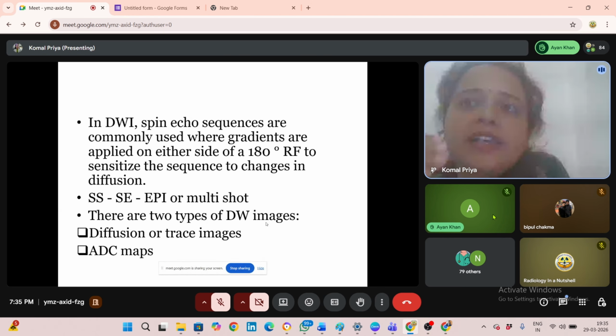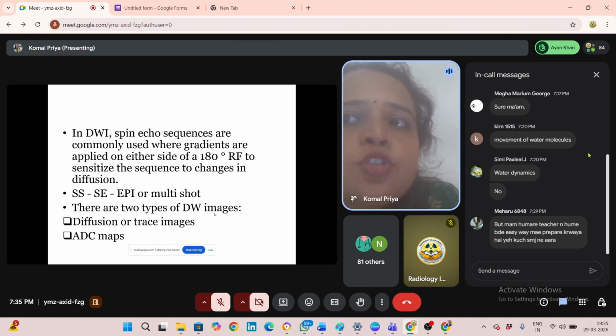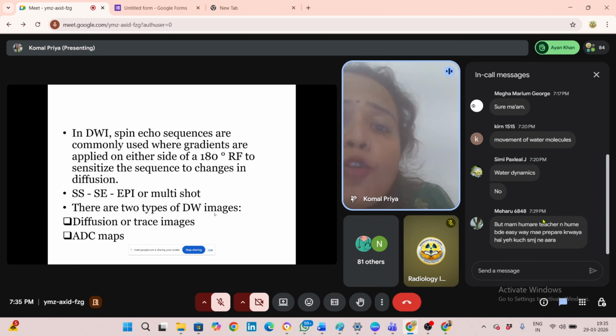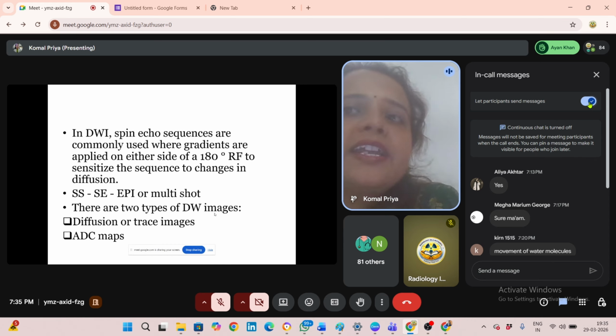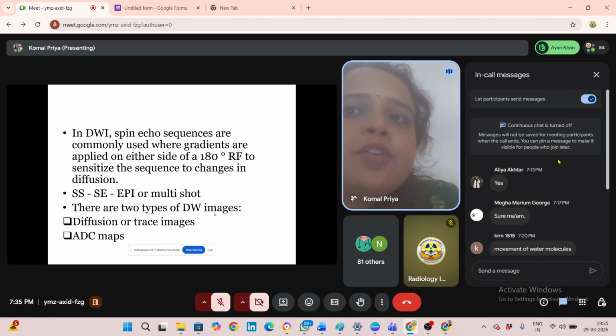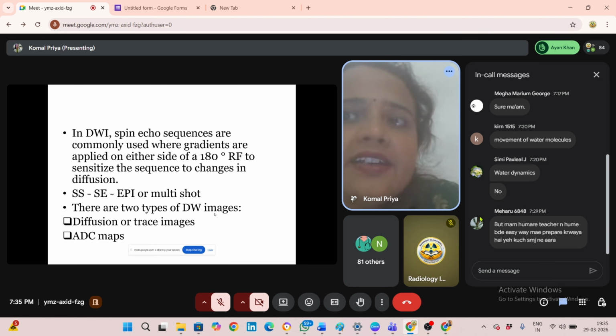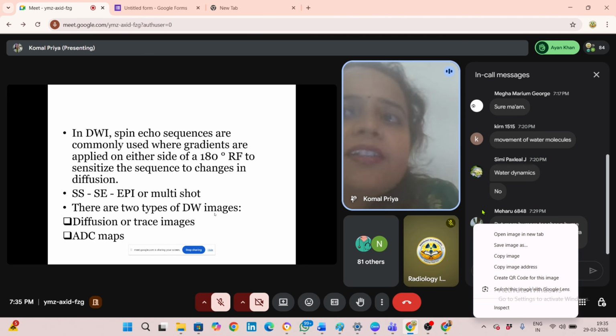So this will generate your diffusion or trace image. Now in ADC, what happens? ADC is your post-processing technique. In this, the ADC value is calculated. How is it calculated? For each voxel of the tissue, an ADC value is calculated depending on the signal intensity.